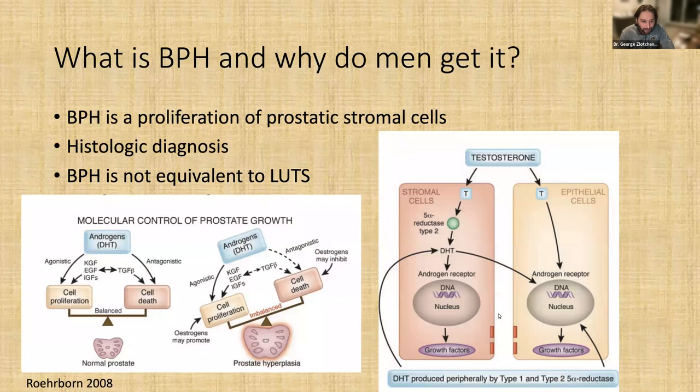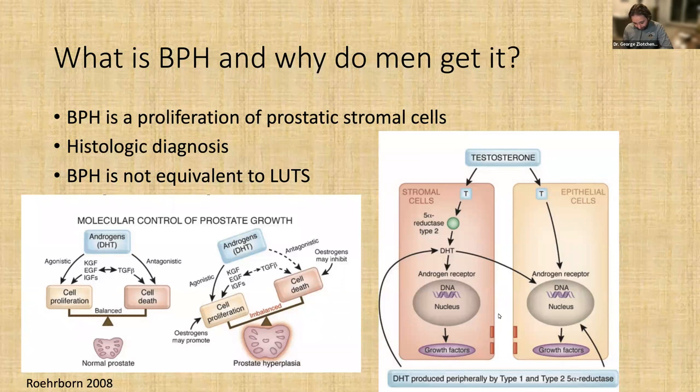Okay, so BPH. We don't really know what causes it, but we figure it's related to the hormones, because it obviously is in the prostate, which is a gland that is greatly affected by and intricately involved with the various hormonal pathways. We do know it's a proliferation of prostatic stromal cells. The most important thing that I want you to get from this slide and from this lecture is that BPH is not always equivalent to lower urinary tract symptoms, or LUTS, which is the acronym I'm going to be talking about a lot. BPH doesn't always cause symptoms, and urinary tract symptoms aren't always caused by BPH.